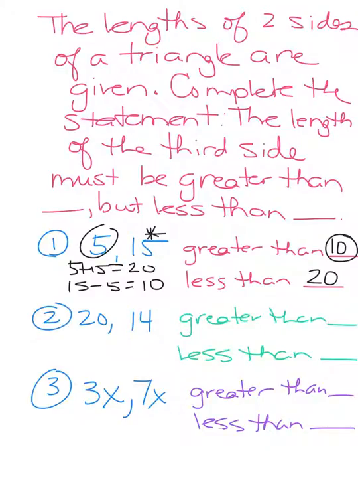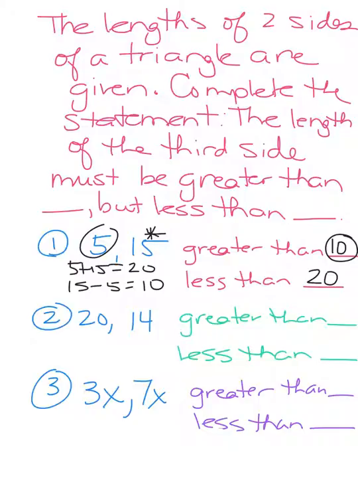Now remember, when I add up the two sides, they have to be greater than the third side. So 5 plus 15 will give me 20. So I need to make sure that the third side has to be less than 20 because 5 plus 15 is equal to 20, so that's not going to work. If I have a value that's greater than 20, like 21, 5 plus 15 is only 20, so that's not going to work either because the sum of those two sides is not going to be greater than that third side. So in the end, because of the segments that I'm given, the third side has to be greater than 10 but less than 20.